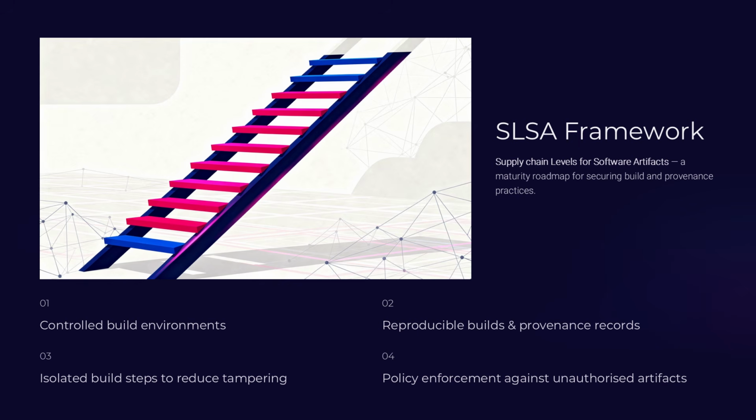Applying this framework encourages you to implement controlled build environments, reproducible builds where possible, provenance records that describe how artifacts were produced, isolation of build steps to reduce tampering, policy enforcement to prevent unauthorized artifacts. For leaders and architects, this framework helps you transform supply chain security from vague intention into measurable maturity. You can assess where your organization stands today and define a roadmap.